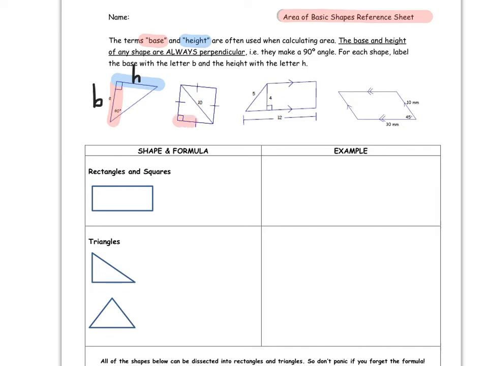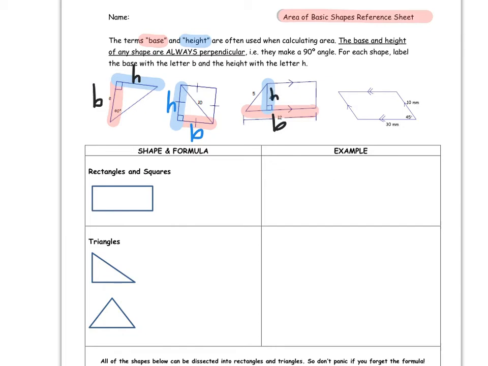All right, the next one, where I see a 90-degree angle, so the base and the height, I gotta stick with my colors, the base and the height are two of the segments that create that 90-degree angle, so I could call this the base and this the height. Okay, next one, here's my base, and here's my height, those two parts that make a 90-degree angle. I'm gonna call this bottom my base, and this 4 right here is my height.